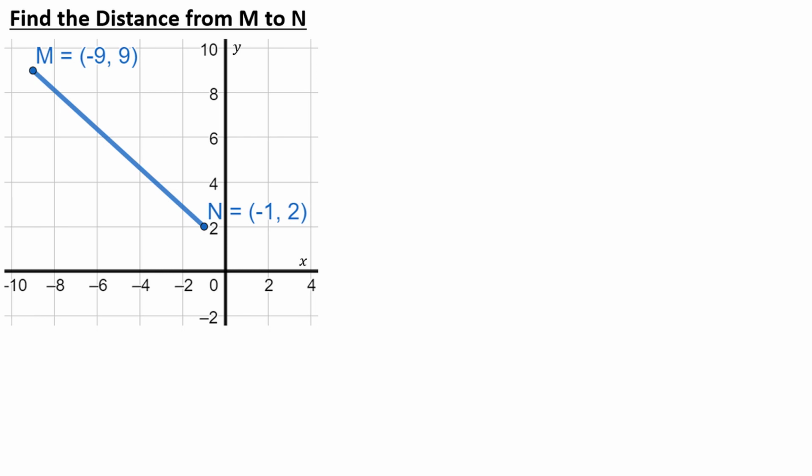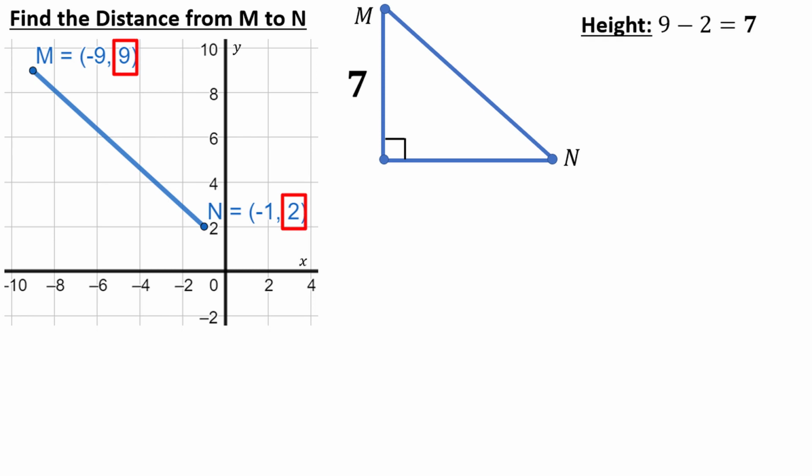Well, if you know anything about right triangles, you might have an inclination of how to solve this. We can create a right triangle out of the 2 points, with a height equaling the vertical distance and a base equaling the horizontal distance. The height is the difference in the y-coordinates, 9 minus 2, which is equal to 7. The base is the difference between the x-coordinates, -1 minus -9, which is the same thing as -1 plus 9, which is +8.